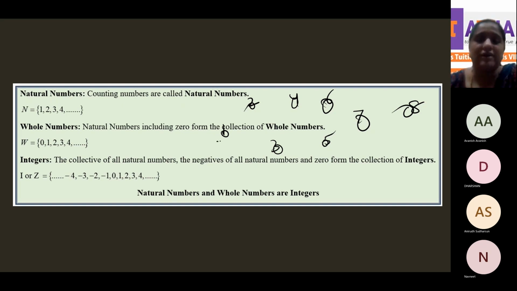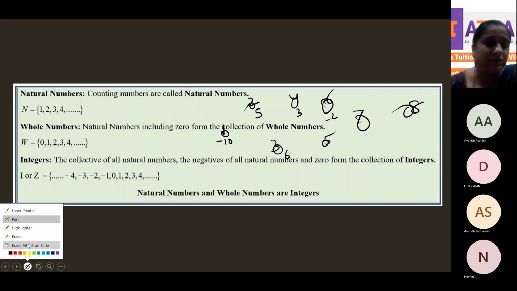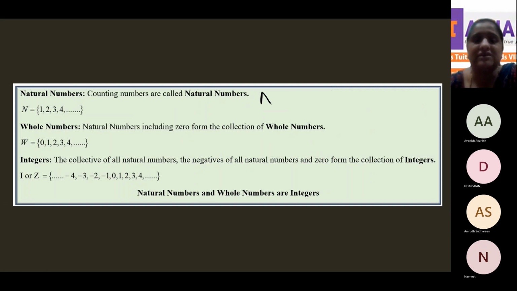You will not count like minus 10, 5, 6, 3, minus 2. You don't count like that. To count, you start from 1, 2, 3, and you go on like that. So counting numbers are called natural numbers, and the capital letter N represents natural numbers.